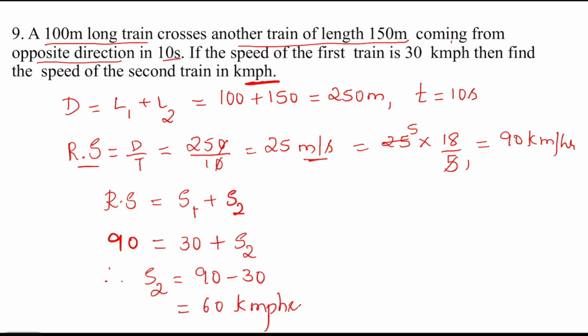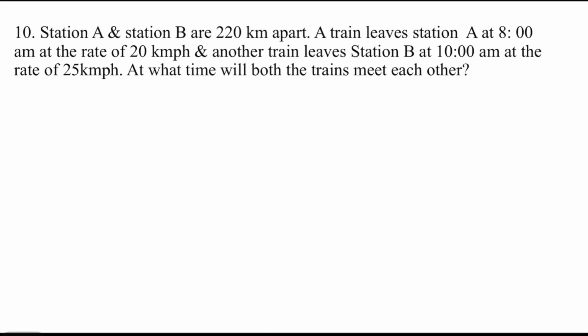So next problem. Station A and station B are 220 km apart. There is one station A here and station B here. They are 220 km apart. A train leaves station A at 8 a.m. in the morning. There is one train here, and it leaves at 8 a.m.